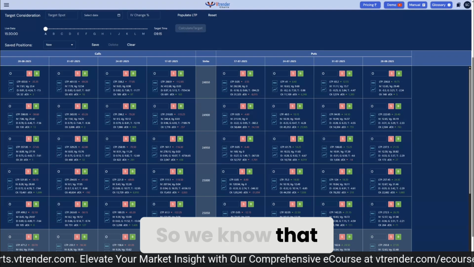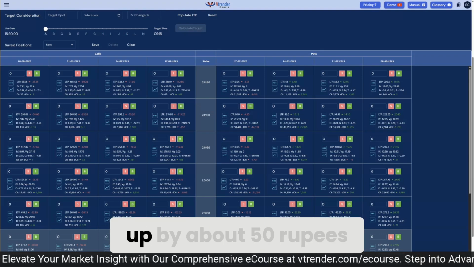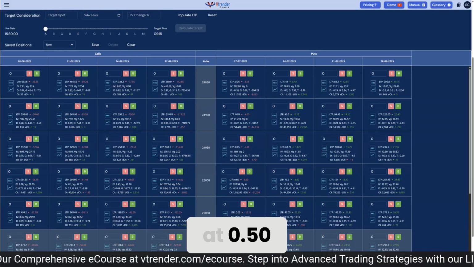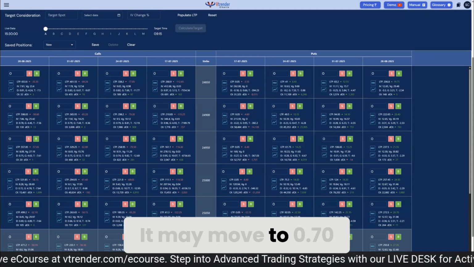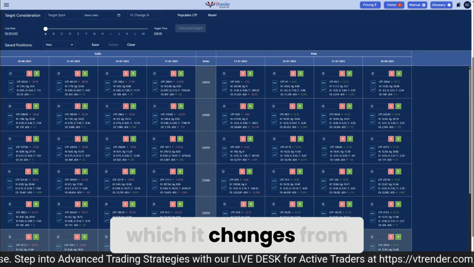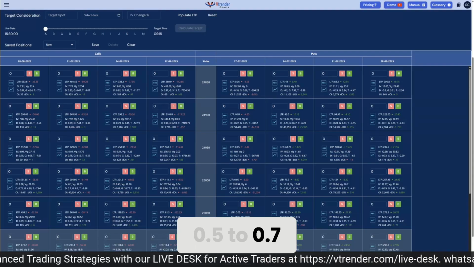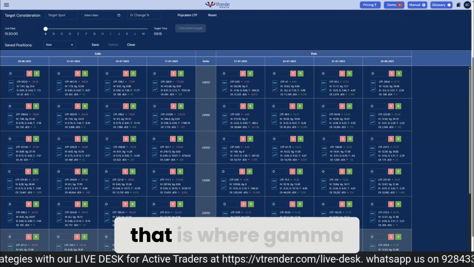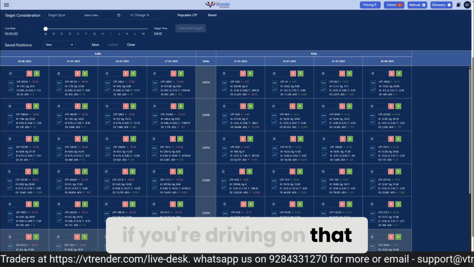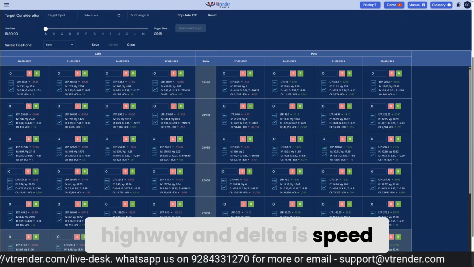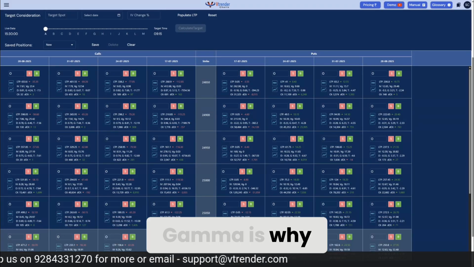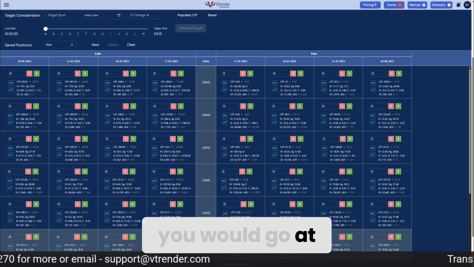So we know that when an option moves up by about 50 rupees, the delta is no longer going to be static at 0.50. It may move to 0.70. But the speed at which it changes from 0.5 to 0.7, that is where gamma comes into play. Simply put, if you're driving on that highway and delta is speed, then gamma is the acceleration.